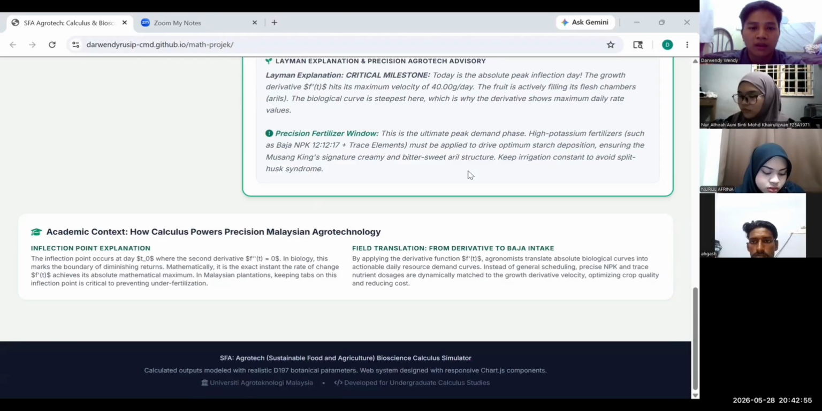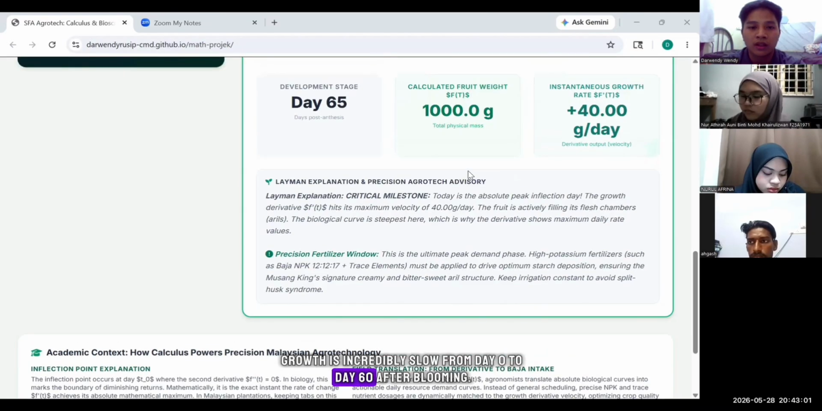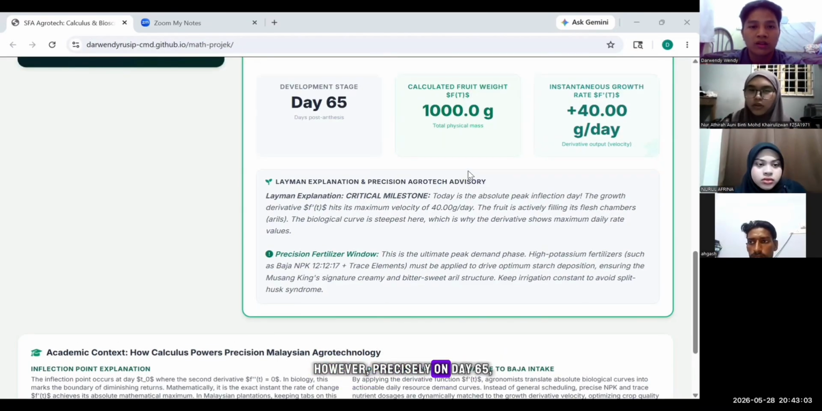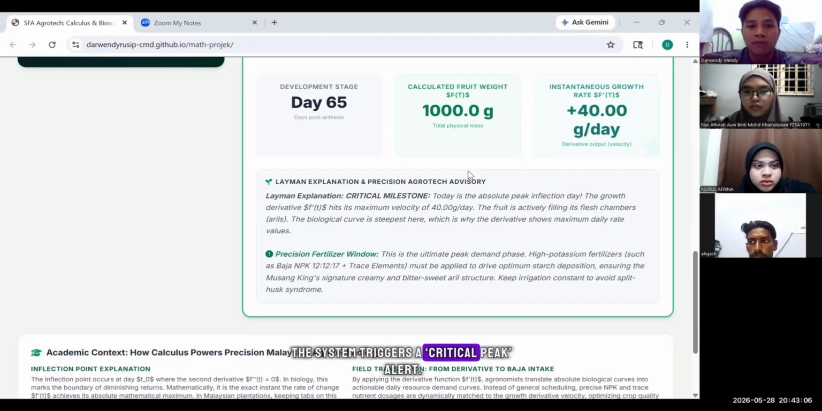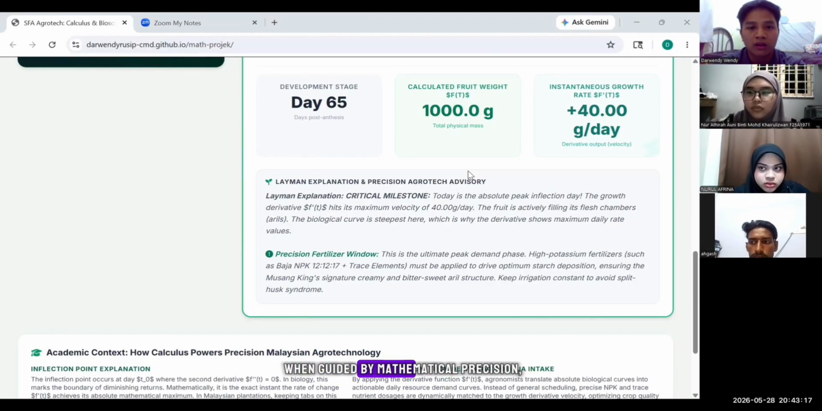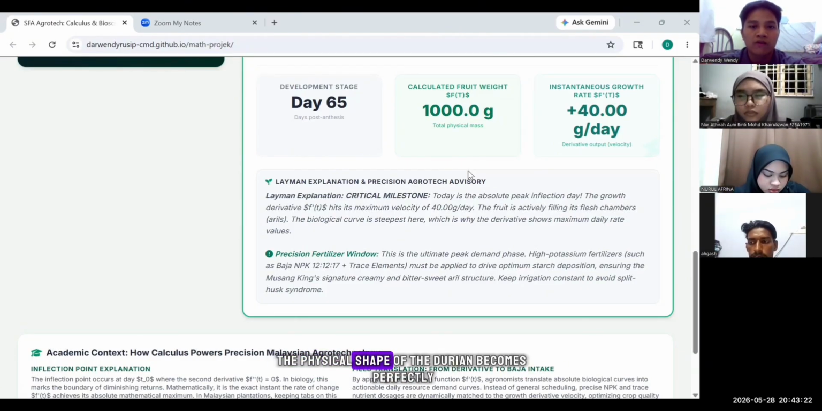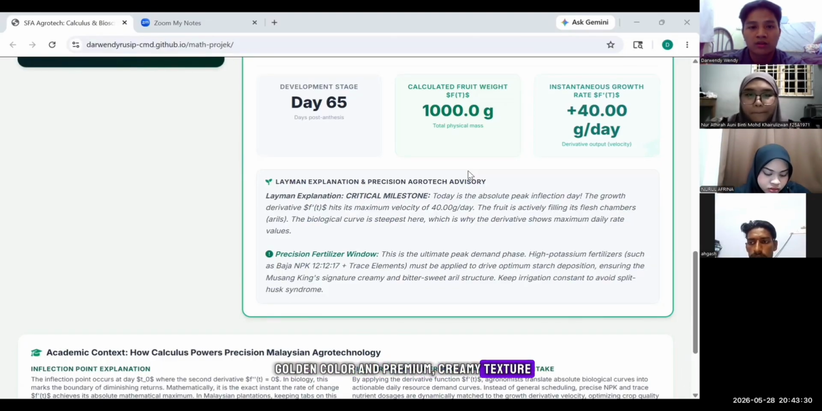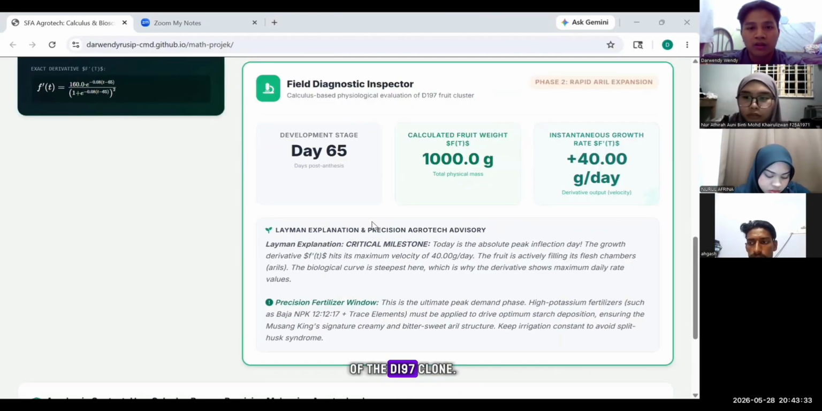Based on our analysis, growth is incredibly slow from day 0 to 60 after blooming. However, precisely on day 65, the system triggers a critical peak alert. This is the golden window. We farmers must supply maximum NPK nutrients because the fruit cells are dividing at the fastest rate. When guided by mathematical precision, the results are extraordinary. The physical shape of the durian becomes perfectly round, and the flesh develops the signature deep golden color and premium cream texture of the D197 clone.